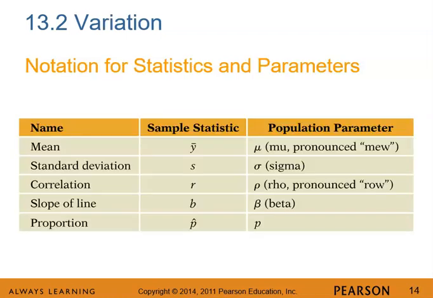Different things that we represent here: average, we show with the y bar for sample; for population we use mu. And standard deviation, for sample we use S, for population we use sigma. Correlation, we use R, for population we use rho. Slope of a line we use B, and for population we use beta. And proportion we use P hat, and for population we use P.